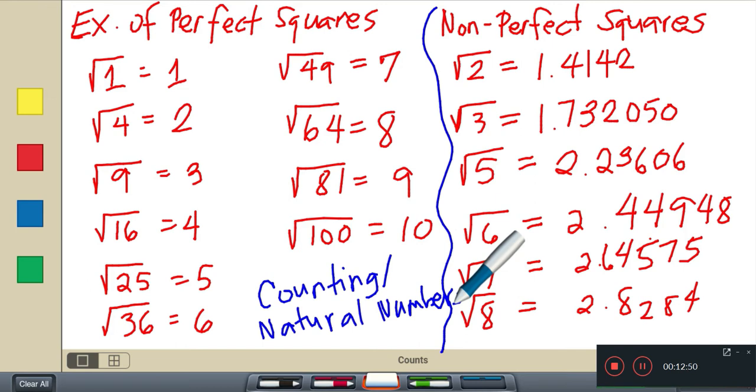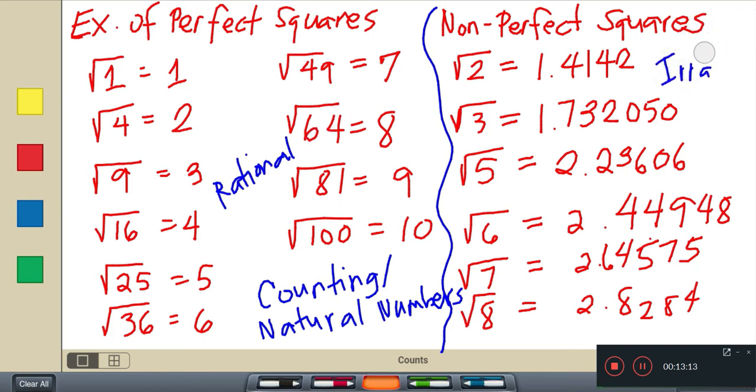All of the perfect squares will be under rational, right? Because it's counting. So all perfect squares will be counting or natural. It's a whole number, it's an integer, it's just a rational number. But the non-perfect squares, all of them are irrational.